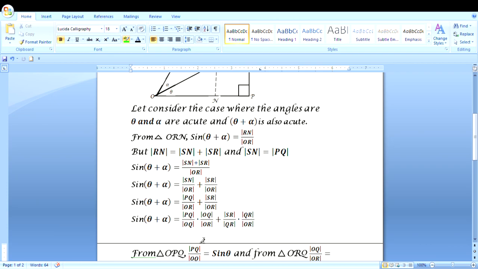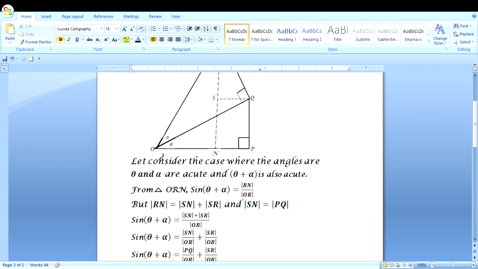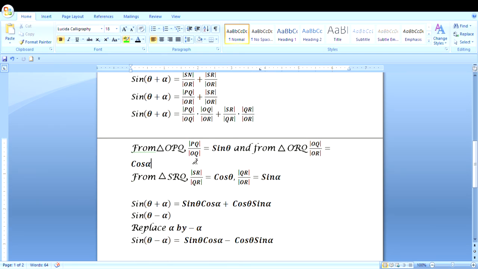Okay, so here, if that is done, let's now look at this from the triangle OPQ, with the angle theta here. What connects QP and OQ is sine, opposite over hypotenuse. So here we can see that PQ over OQ is sine theta.